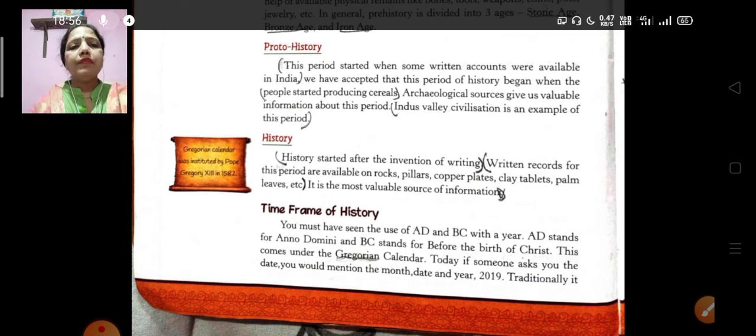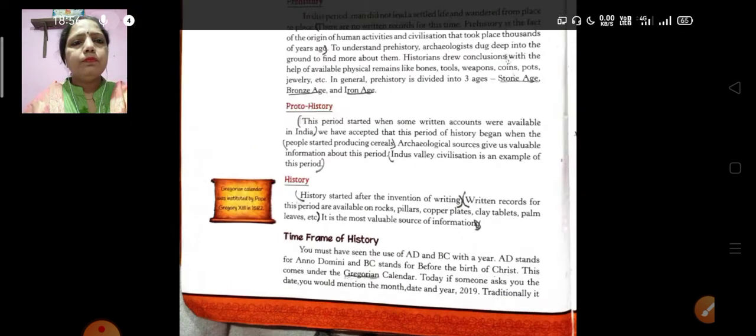Now, the time frame of history: AD and BC. These are the two main ones. AD stands for Anno Domini and BC stands for Before the birth of Christ. This comes under the calendar. So now turn your page.